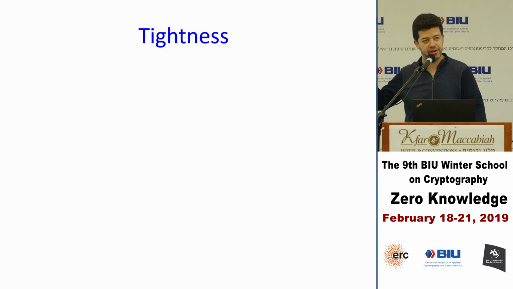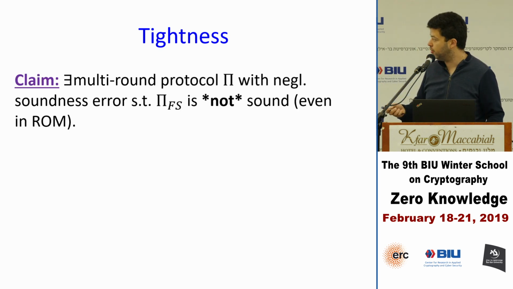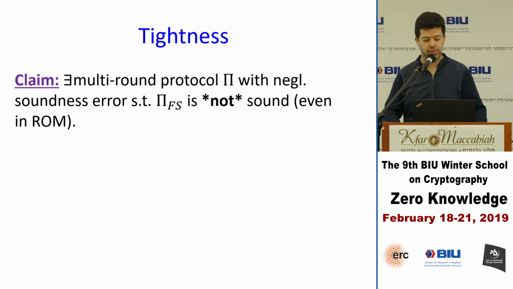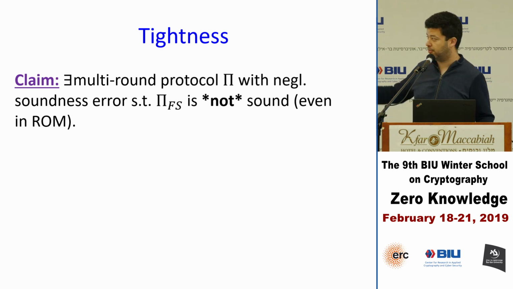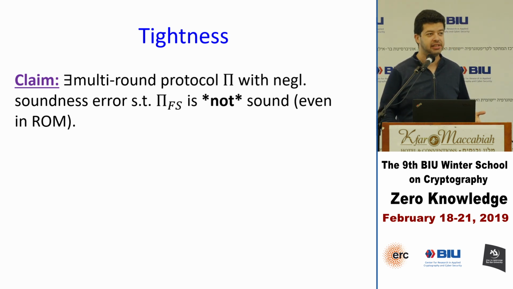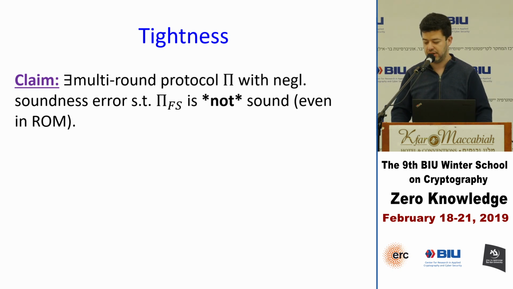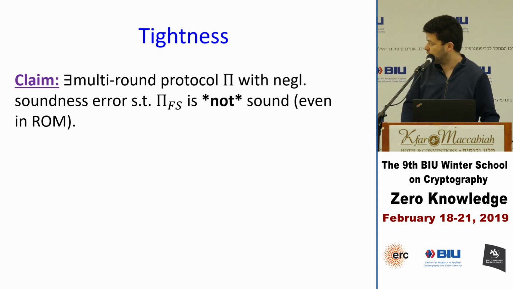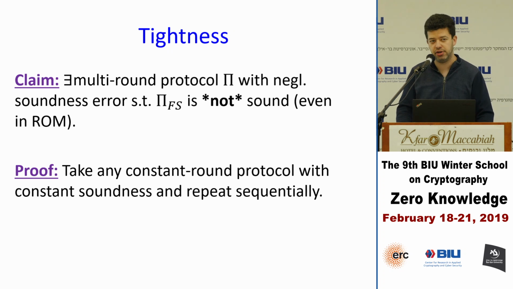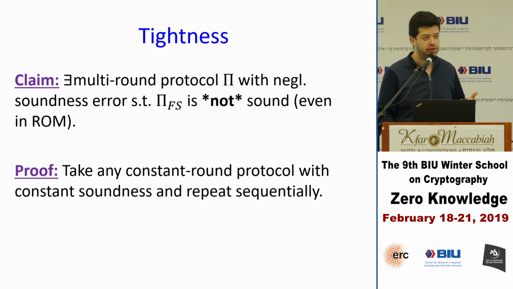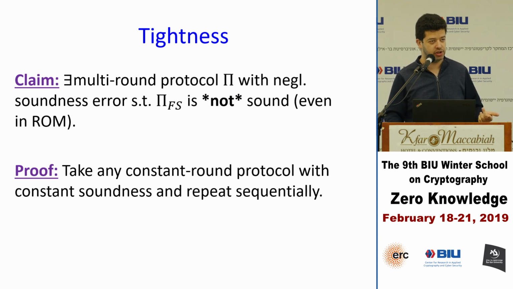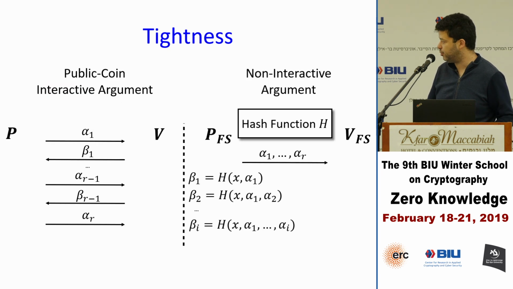That's exactly it. Before going into why it works, I want to show you why you can't extend it beyond constant round. I want to show you that there exists a protocol with more than a constant number of rounds, that has negligible soundness, like we wanted, but the compiled protocol is not going to be sound. I hope that answers your question. And it's not going to be sound even if we use this ideal hash function. So what's the idea? In a nutshell, we take an arbitrary constant round interactive proof that has constant soundness, not negligible soundness, and repeat it sequentially. Let's see what happens when we do that.